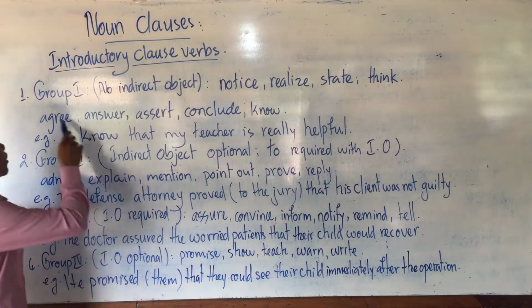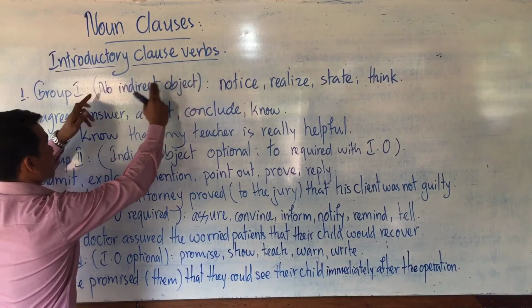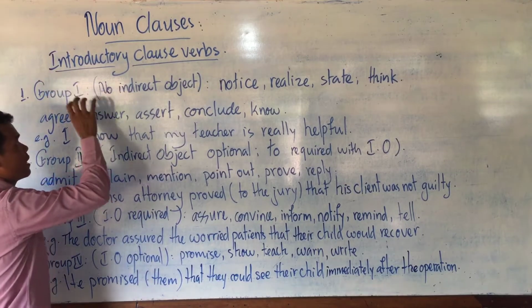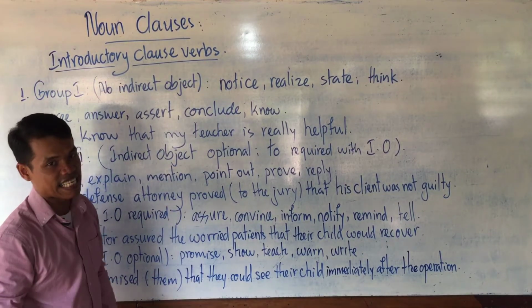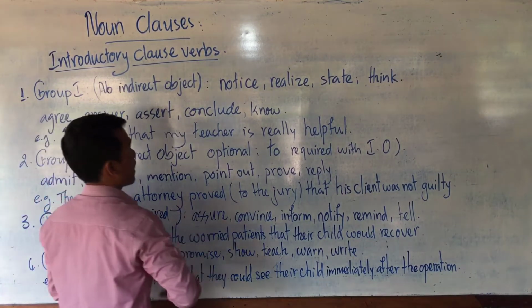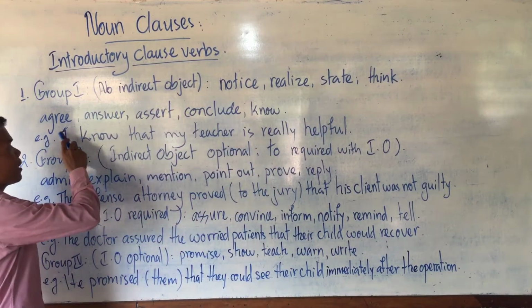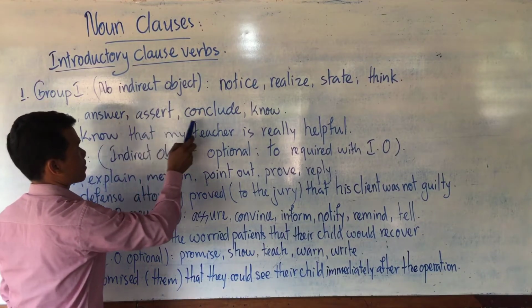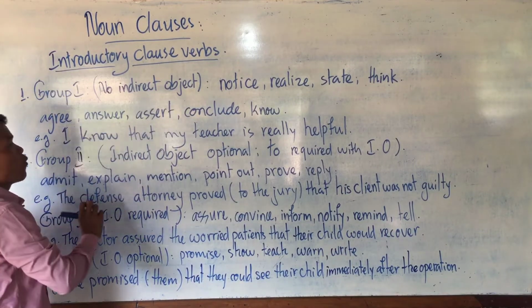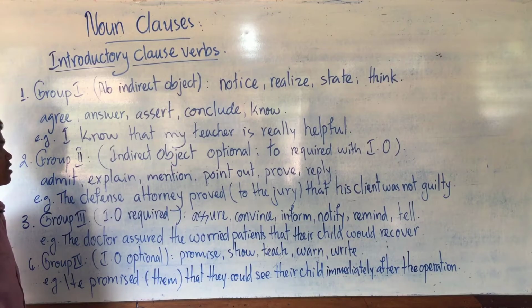Okay. Group number 1. In group number 1, our introductory clause verb here has no indirect object. So it means that verbs in group number 1 do not take an indirect object. What are the verbs in this group? They are notice, realize, state, think, agree, answer, assert, conclude, know. All the verbs in group number 1 do not take an indirect object.